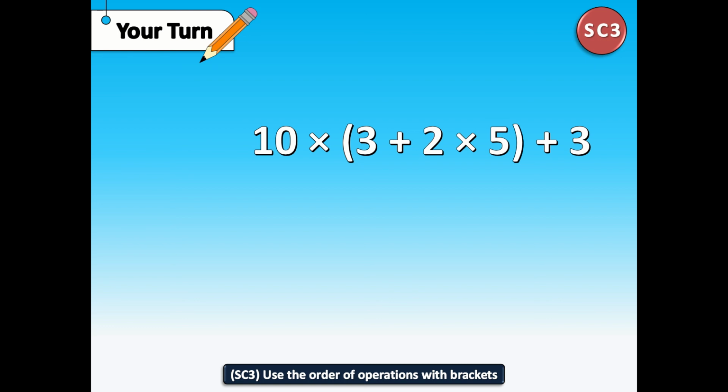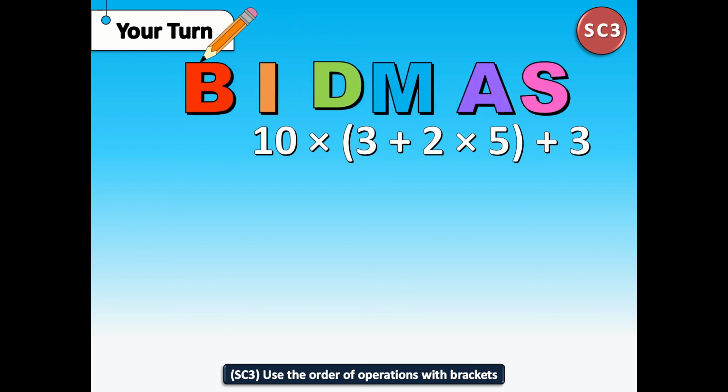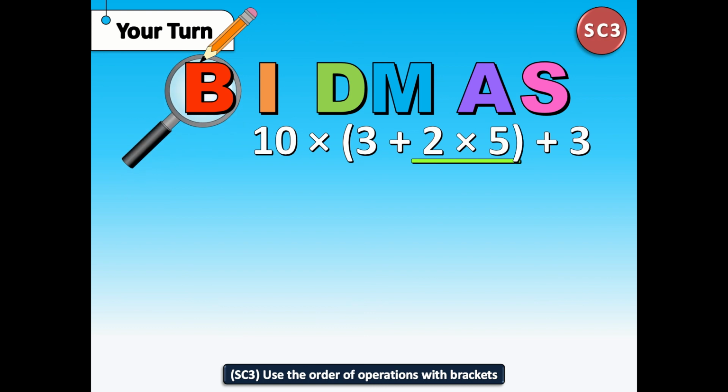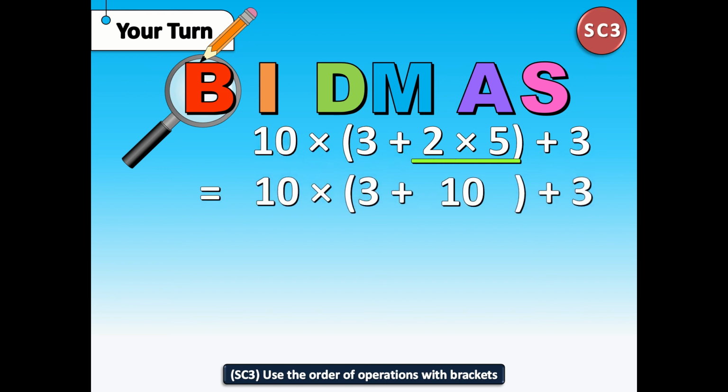So let's go through this one. Again, we're going to use BIDMAS. So we've got brackets, and we've got 2 things to do in the brackets, so we need to do the multiplication before we do the addition. So 2 times 5 is 10, and bring everything else down, keeping it in the same order. Then we've still got brackets, so we need to do 3 plus 10, which is 13, and bring everything else down.